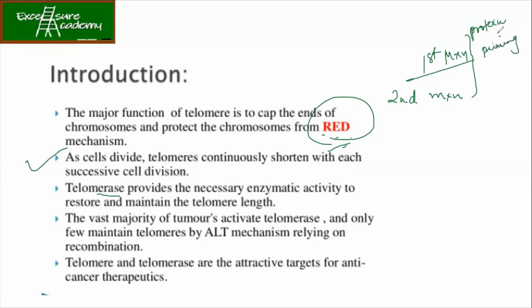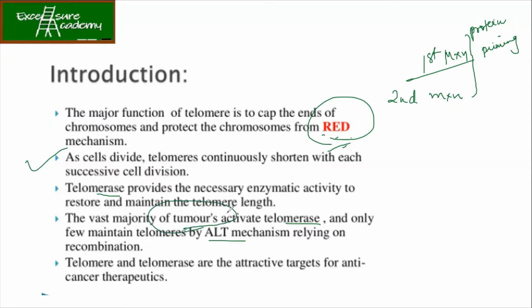So the vast majority of tumors activate telomerase, and only a few maintain telomeres by the ALT mechanism relying on recombination. So what is ALT? It is alternative lengthening of the telomere, which is happening in the case of the tumors.